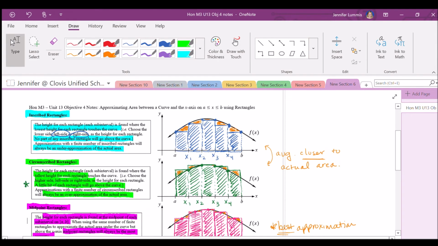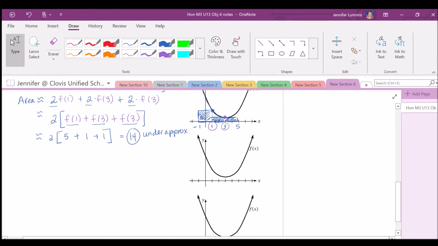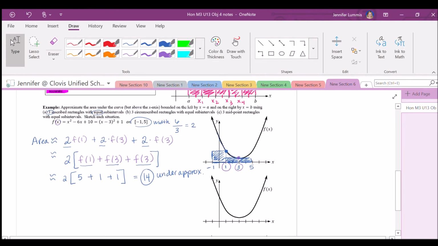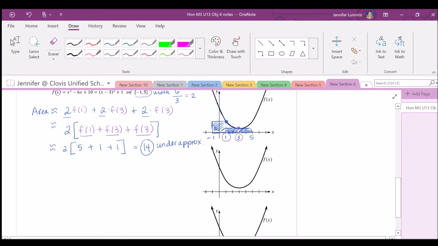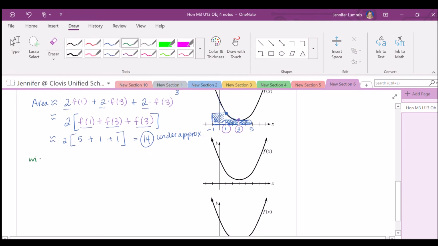All right, so part B says to use 3 circumscribed rectangles of equal subintervals. So we're going to do the same thing. Our width is going to be the same. It's an interval width of 6 units from -1 all the way over to 5. And then we're dividing it by 3 rectangles. So each one still has 2 units of width. Okay, so -1 to 1, 1 to 3, and 3 to 5.